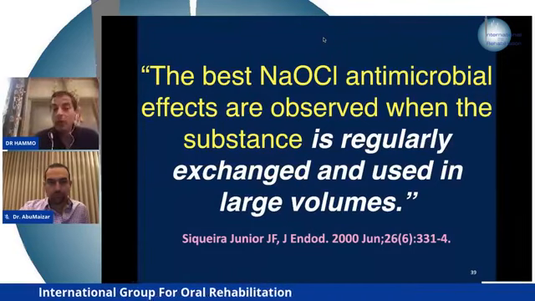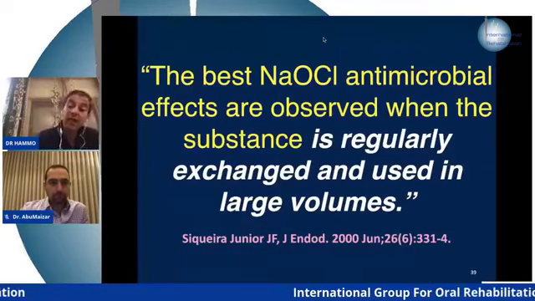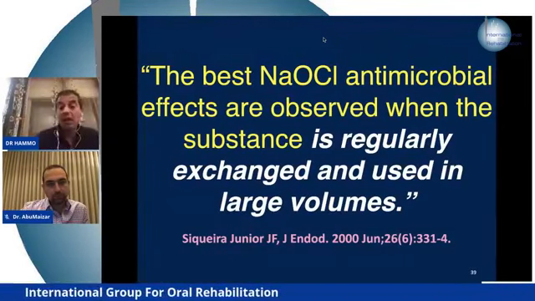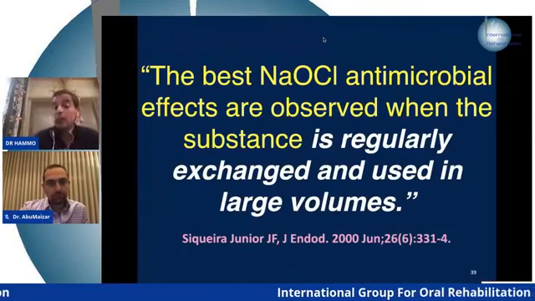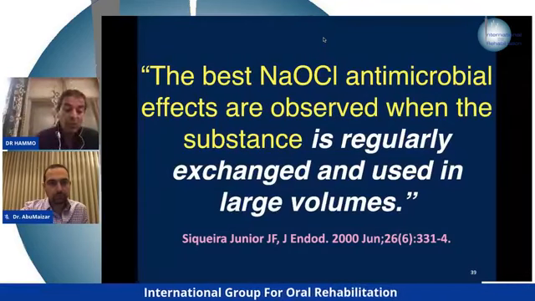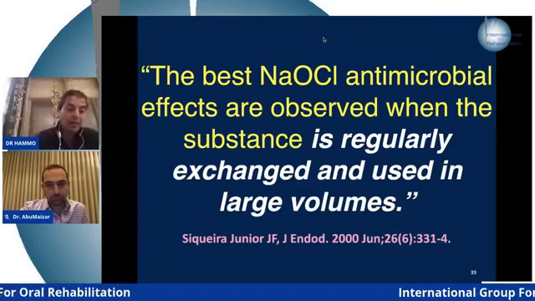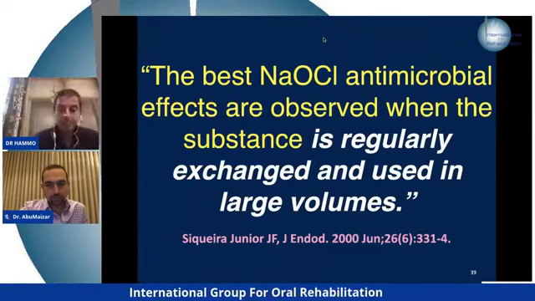How much sodium hypochlorite? How much time? Unfortunately, we don't have a definitive answer. Buchanan recommends to use sodium hypochlorite for 30 minutes. But we don't have a definitive answer. We don't have exactly what is the time to make proper irrigation.